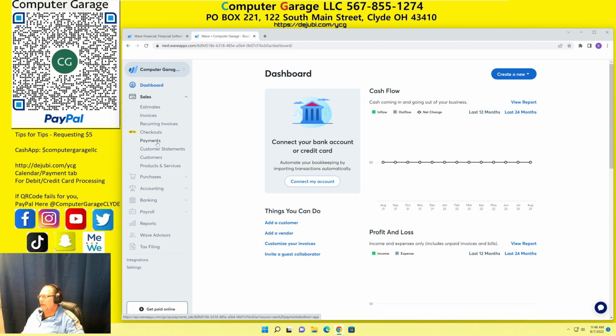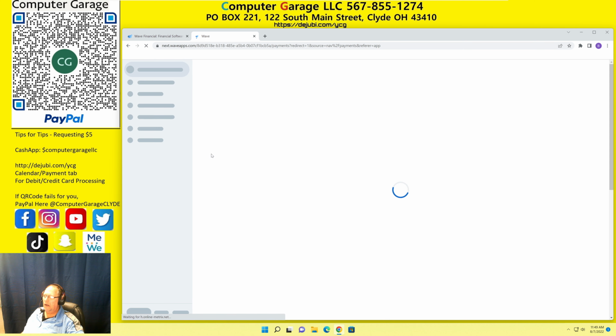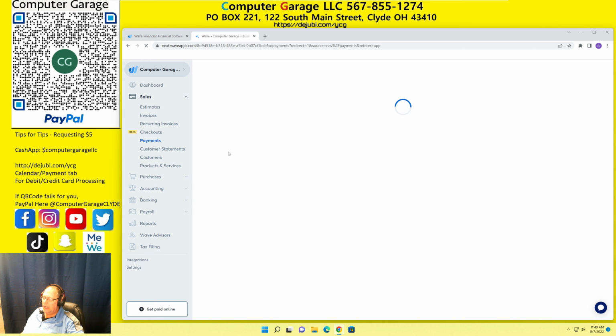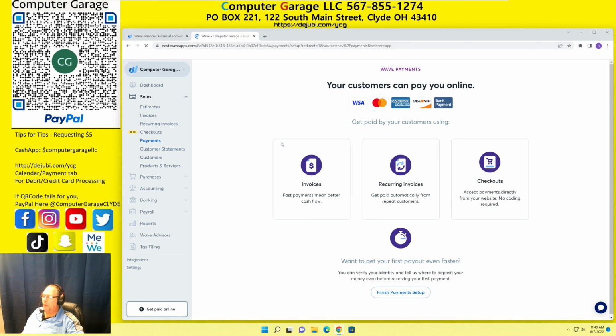Payments, this is where you're taking in payments. Well, your payments here in this particular case is when someone pays you with a credit card or a debit card, or they do an e-check. This is where it tells you about what you received and how it gets sent to your bank account. So customer statements, customers, products and services. This is probably the first thing you will set up on Waves, your products and services, what you sell, what you provide, and the rates.